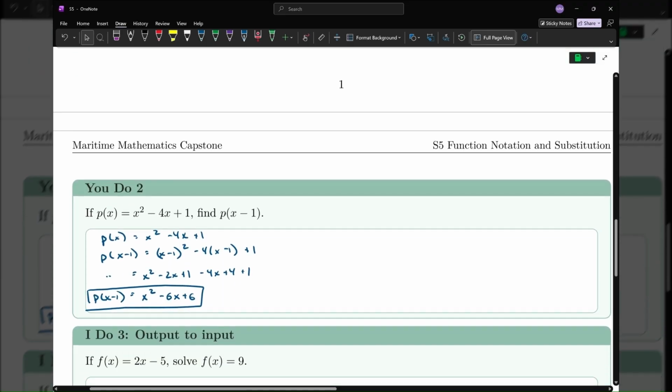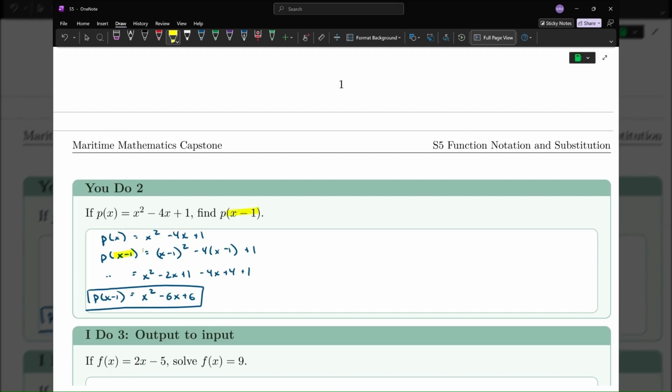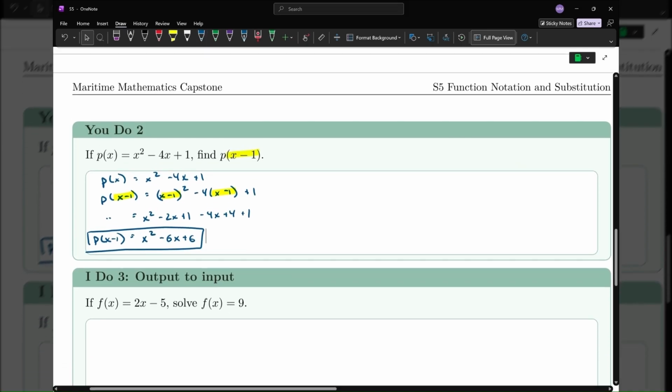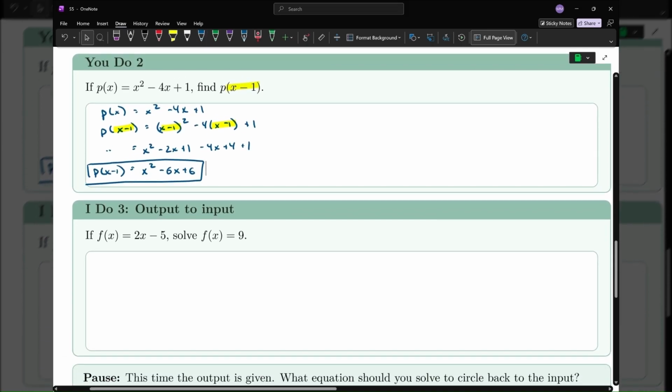Okay, so here you go. So again, you can just see same idea as last time. So I have an input of x minus 1. I'm just going to pop that in for the input positions and simplify to get the final answer. Last one, changing the game a little bit again.